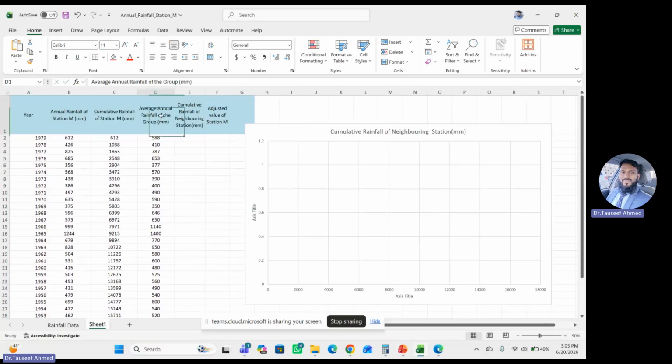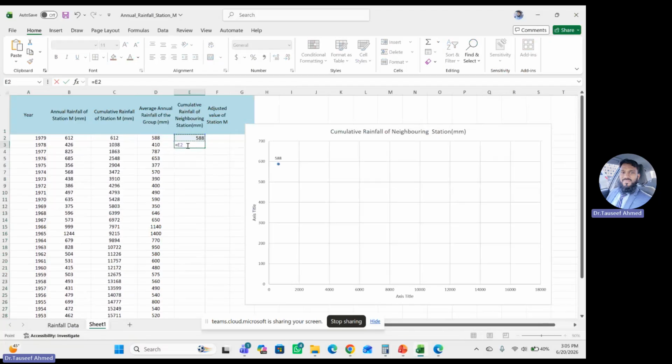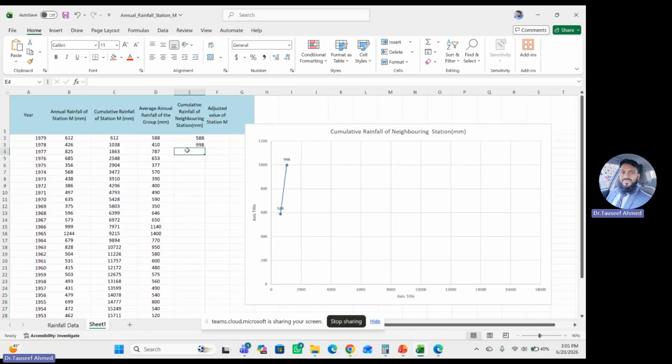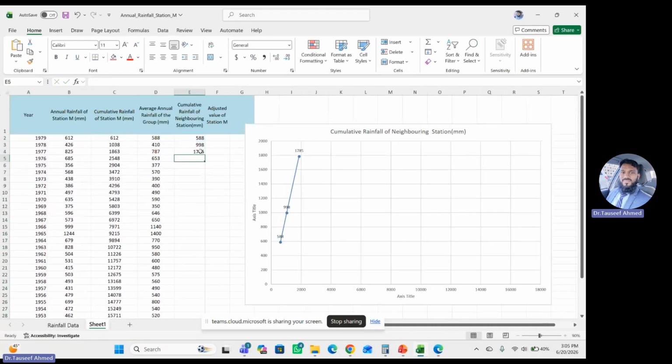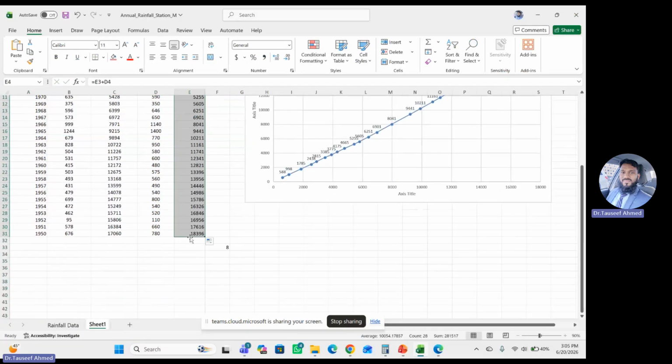Similarly, for the average annual rainfall of the group station, I will write this 588 as it is. Then 588 plus this one, I will get the cumulative rainfall. This one plus this one gives 98. Then this one will be equal to this one plus this one. So likewise, you will get it. If I double click, I'll get this one.